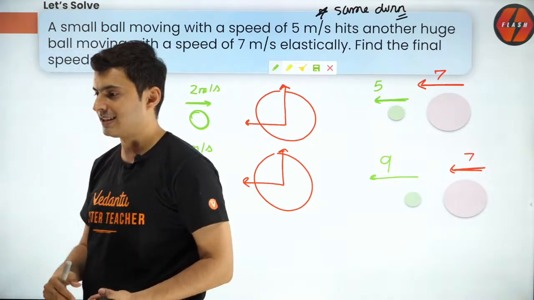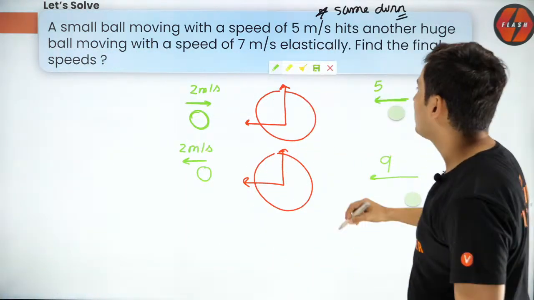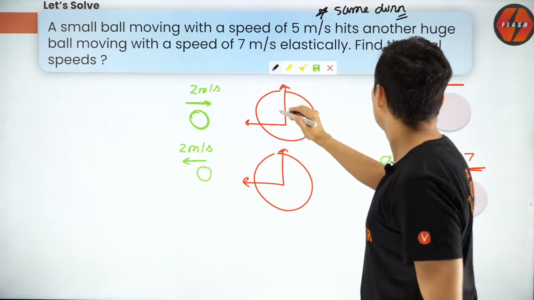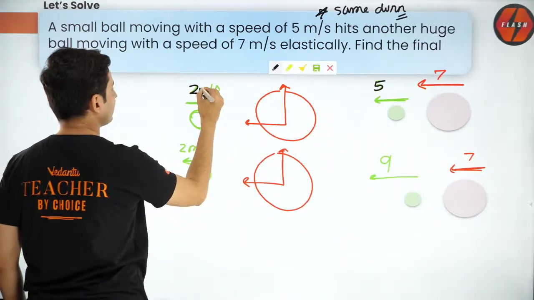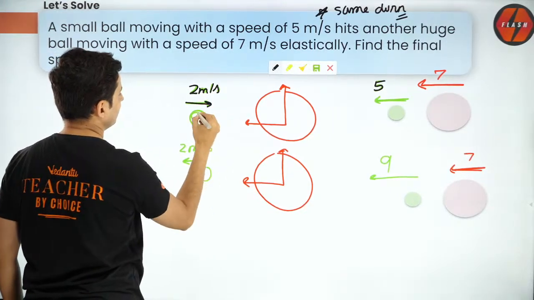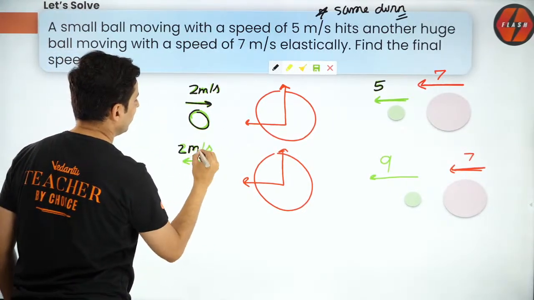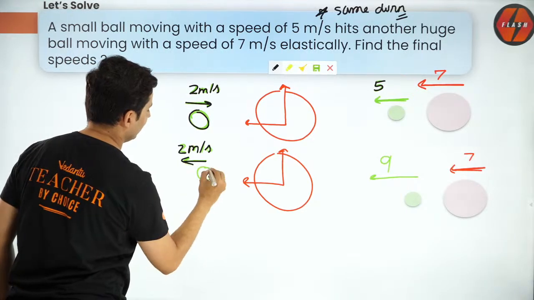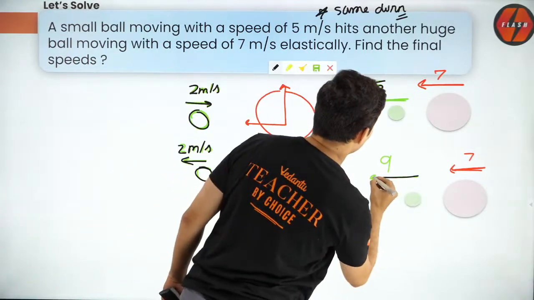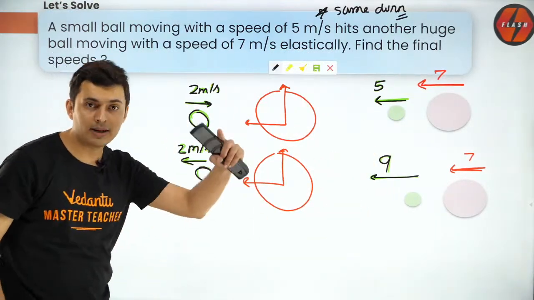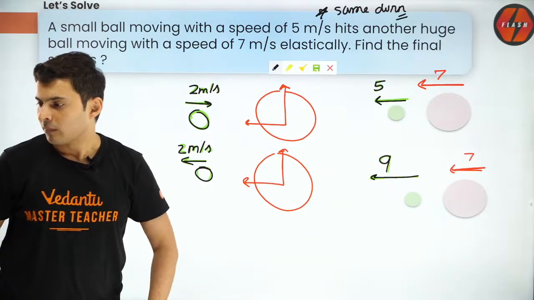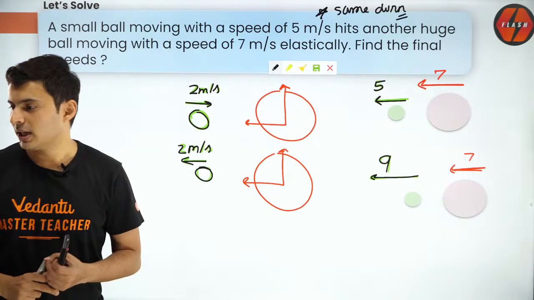Is it clear, guys? Oh, green color is not visible. My bad. Let me do something about it. So whatever I wrote in green, I'm rewriting it again so that everybody can see. Is it now clear, everyone? Very good, Aryan.